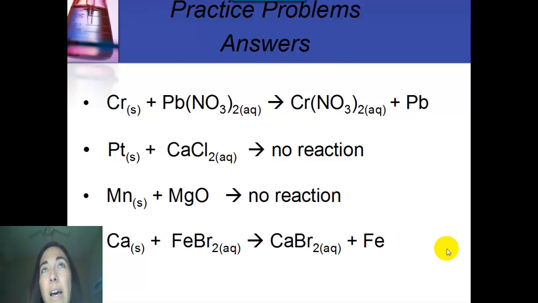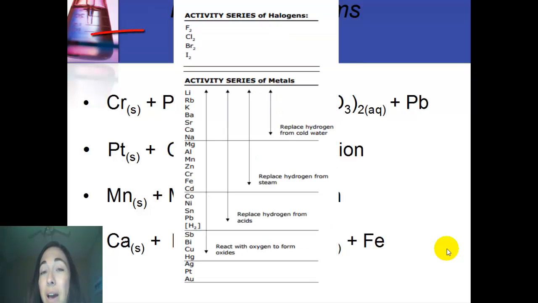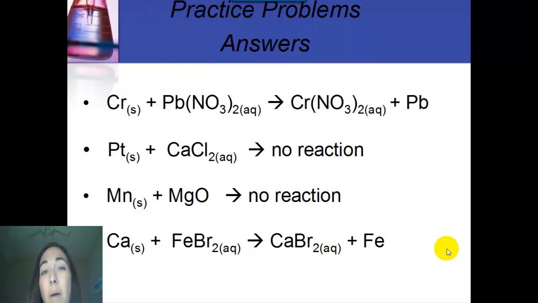There is one extra practice problem on your note-taking guide for the nonmetals. You have that list in your reference packet as well. It works the same way. See if you can figure that out, because for the nonmetals, remember the most reactive nonmetals are at the top of the periodic table, especially in group 17.